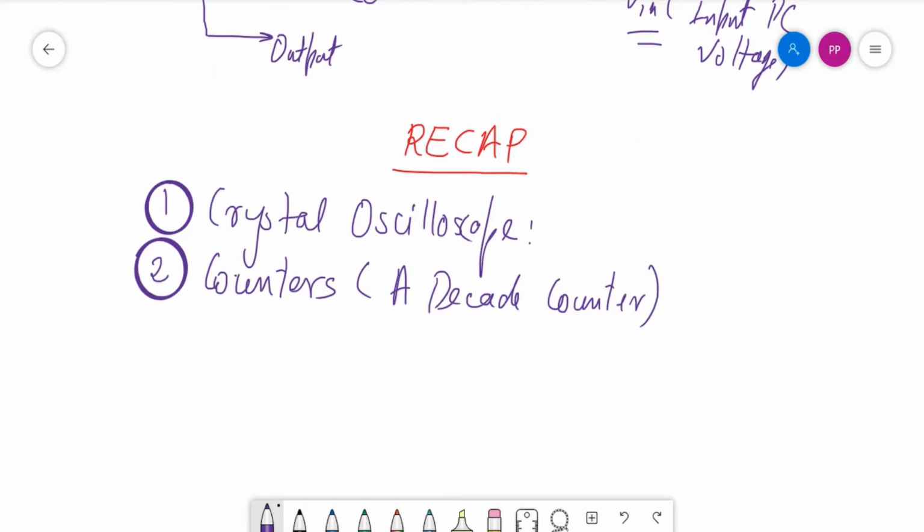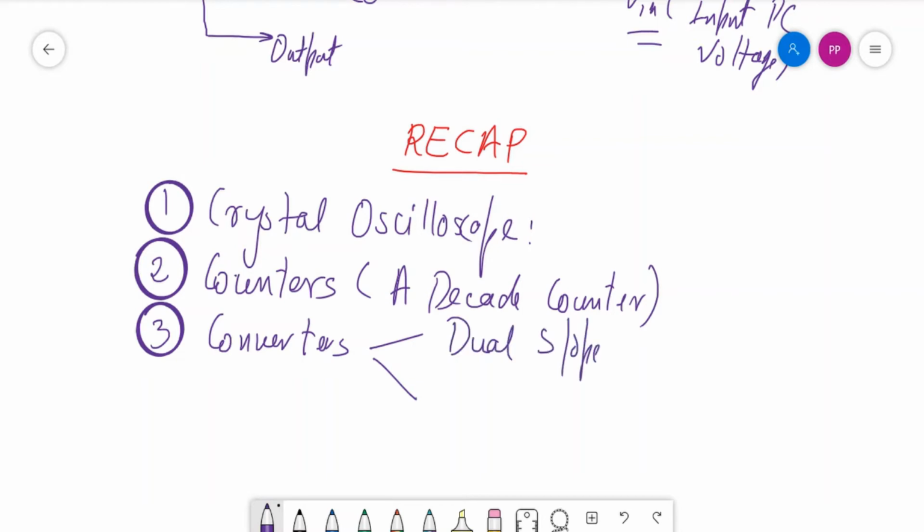Our next topic was the converters. We studied basically two types of converters which are popularly used. First one was the dual slope converter, and the second one was the successive approximation converter.